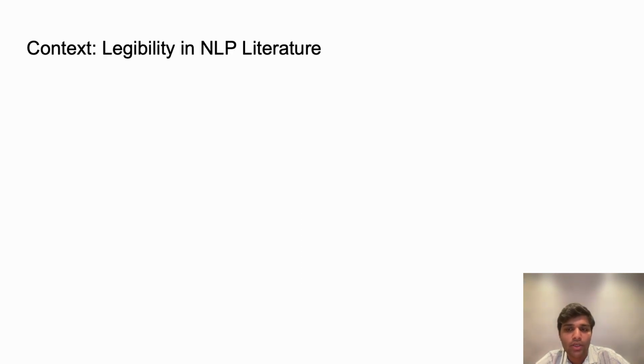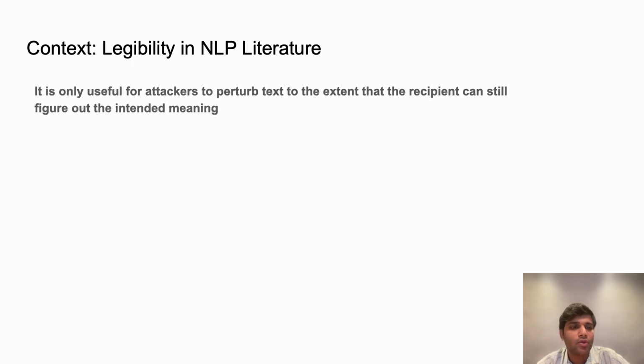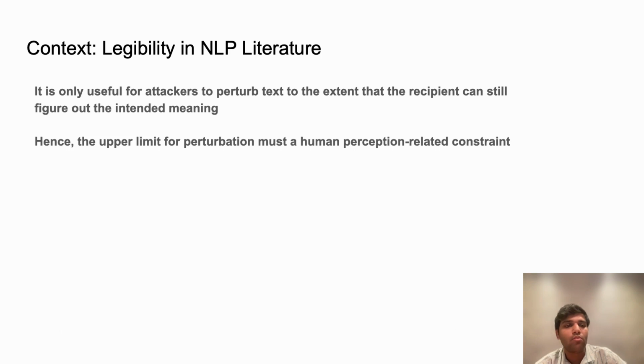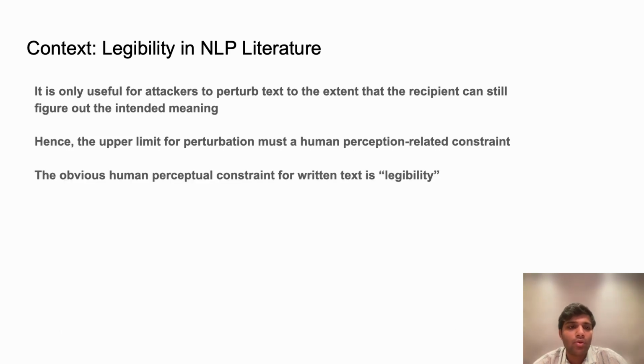And here is the academic context. So an obvious starting point is to recognize that it's only useful for attackers to perturb text to the extent that the recipient can still figure out the intended meaning. Because if the person on the other side can't reconstruct your original message, then the attacker can neither fool someone nor communicate with someone. Hence, the upper limit for perturbation must be some constraint related to human perception. And we think the obvious constraint to think about here for written text is the idea of legibility. This has not been studied systematically in the literature.